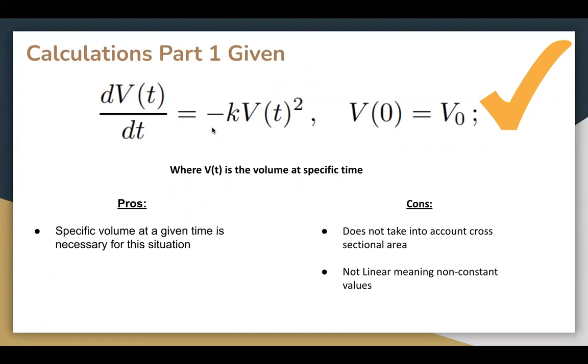This equation is not the worst. However, this equation does not work well in determining the evaporation rate. Even though in this equation you are trying to determine the evaporation rate by using the specific volume, the volume is being squared, meaning the values are increasing drastically. This equation would not work due to the rapid increase in values. The pro of this equation is that specific volume is supposed to be used at a given time. However, it does not take into account the cross-sectional area and is not linear because the specific volume at specific time is being squared.